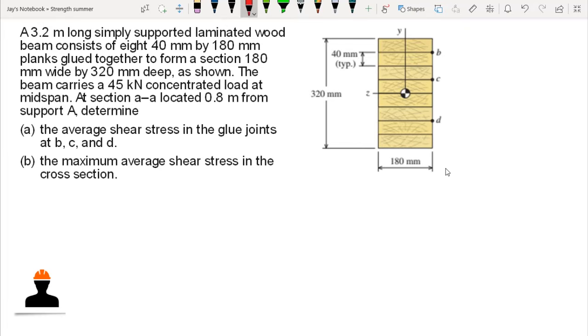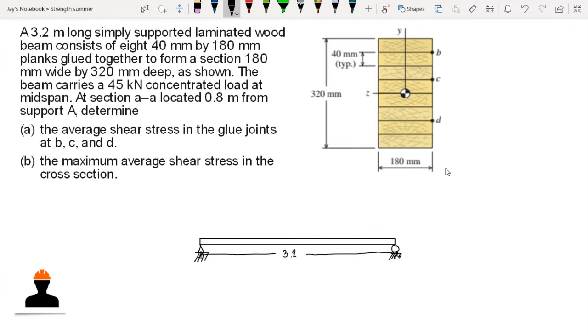Okay, now we know that we have a 3.2 meter long simply supported beam, and this simply supported beam carries a 45 kilonewton concentrated load at the midspan. So we have 45 kilonewton at the midspan, that is 1.6 meter from both ends.